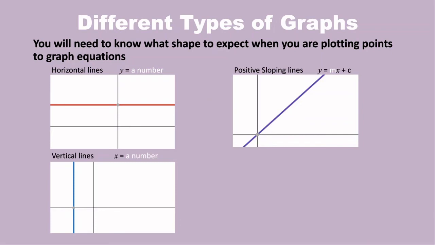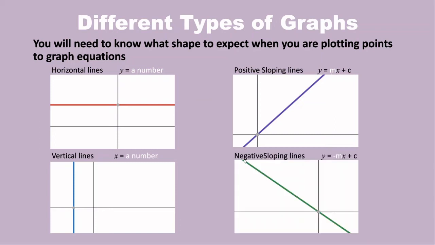Positively sloping lines, so it's lines that start down low on the left-hand side and end up high on the right-hand side, will have a positive gradient. That's a positive coefficient for the x term. Negative sloping lines, which start high up on the left-hand side and slope downwards as we move to the right-hand side, will have a negative coefficient for the x term.